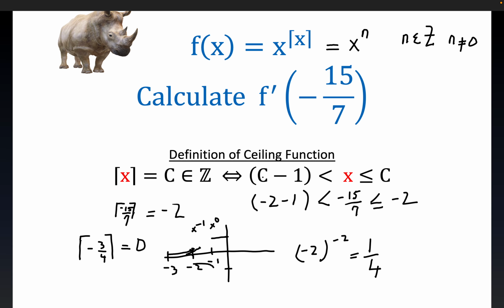Again, minus 15 sevenths is right here, folks. Minus 15 sevenths is about right here because it's a little to the left of negative 2, right? So we're looking for the slope of this tangent line, which looks like it's got to be fairly flat, even though I'm doing my best to do the scaling because this is about 1/4 somewhere in here, okay? So we're looking for the slope of this tangent line.